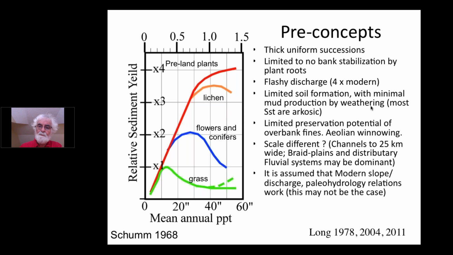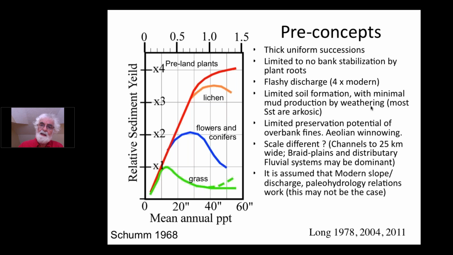Another factor which is very different from modern systems is the possibility that some of the channel systems are much greater, possibly in excess of 25 kilometers, in the case of some up in the Arctic, which Rob Rainbird has described. And they're dominantly braid plains in these settings, which is a very distal setting. But there also may be a high contribution of distributary fluvial systems rather than isolated ones.